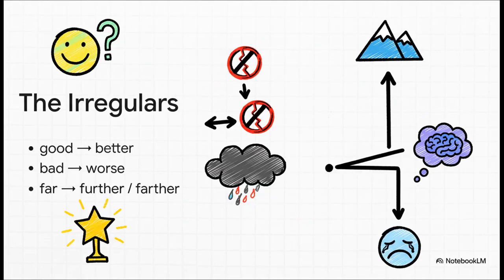So here are the big three. You'd never say gooder. It's always, always better. And you'd never say badder. It's worse. Then there's far, which can become further or farther. Honestly, people use them pretty much interchangeably these days, so don't stress too much about it. Just remember, good, bad, and far are special.